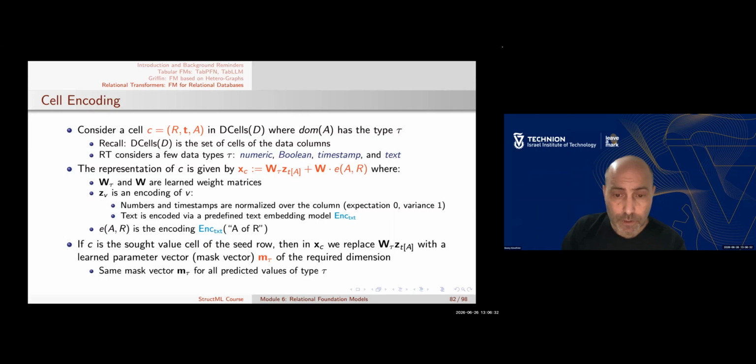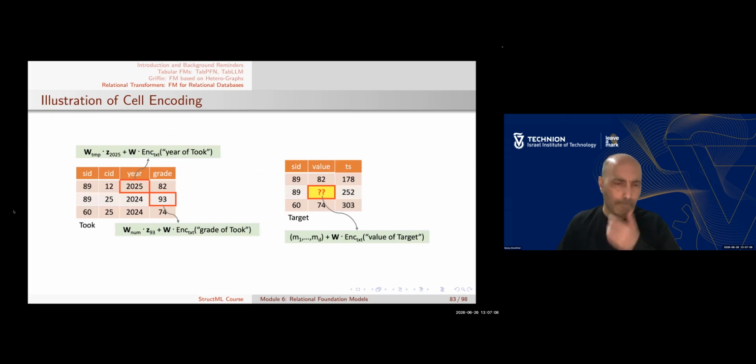A special case is when we mask a value. If we mask a value, then we cannot know this part, Z_t(A). So instead of this whole component, W_tau Z_t(A), we use a mask vector M_tau of the needed dimension, and this is the same mask vector for all the predicted values of this type tau.